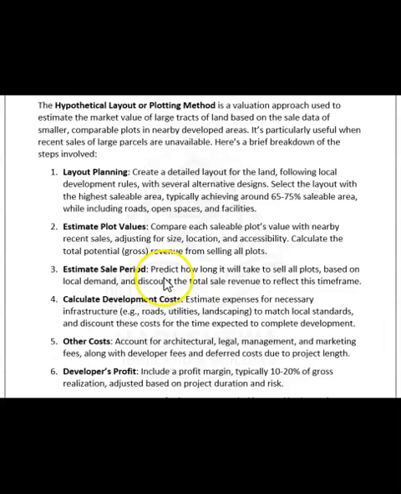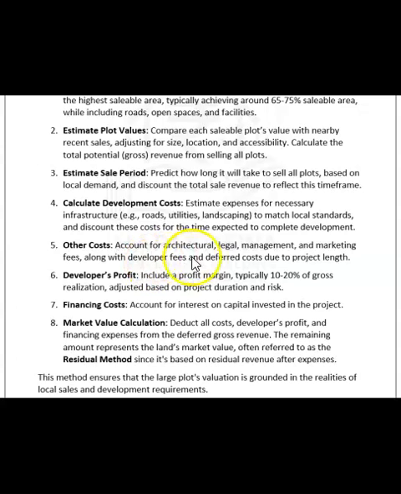Then calculate development cost. Estimate expenses for necessary infrastructure, road, utility, landscaping, garden, etc., to match local standards, and discount this cost for the time expected to complete the development. Other costs account for architecture, legal, management, and marketing fees along with the development fee and deferred cost due to project length.